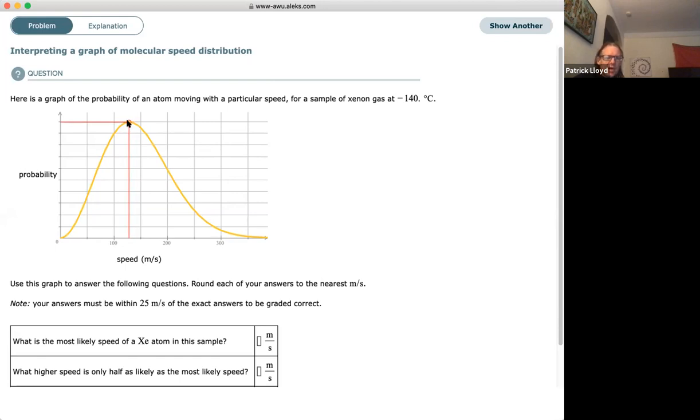And then what higher speed is only half as likely as the most likely? So again, over here, higher than the most probable. Half, again, they made it 10 squares: 2, 4, 6, 8, 10. So you go down to square 5, which is right here. Then you read across, and it looks like it's right about there. So a little more than 200 meters per second. 210 maybe? Maybe 205, 210, something like that. That would be half as probable. Okay. So there's that one. And then the last one of this, I think, is just calculating, which we actually just went through.